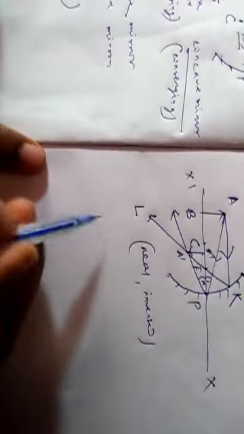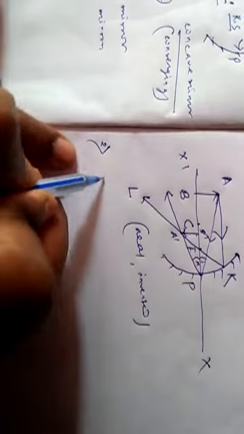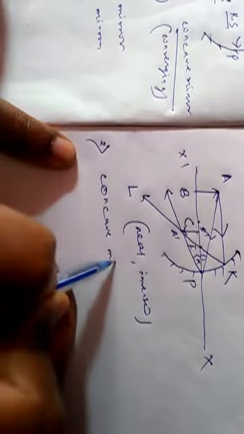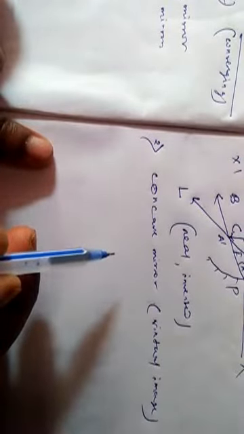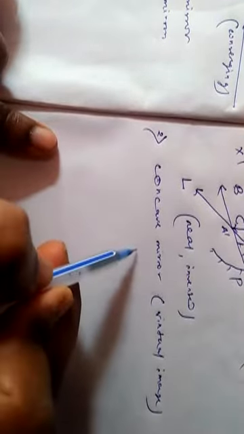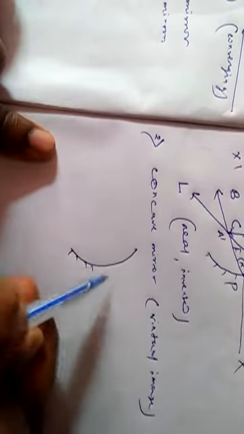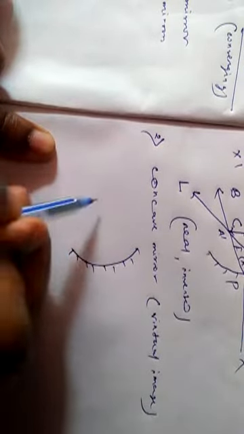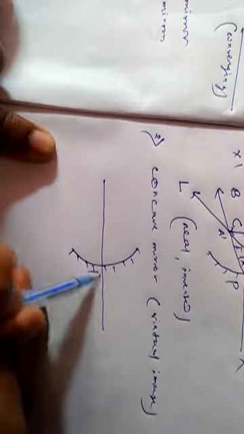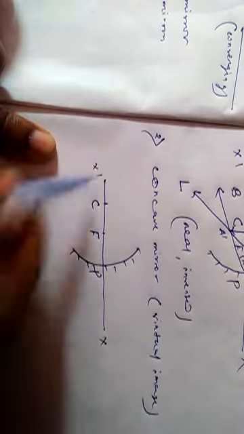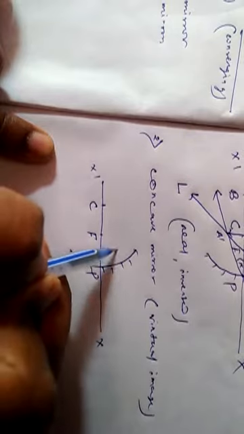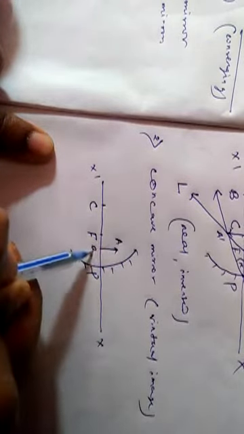Now let us see how concave mirror produces virtual image. Remember, if the object lies between pole and center of curvature, concave mirror produces virtual image. This is pole, center of curvature, this is focus. Let you take an object lies between pole and focus, AB.